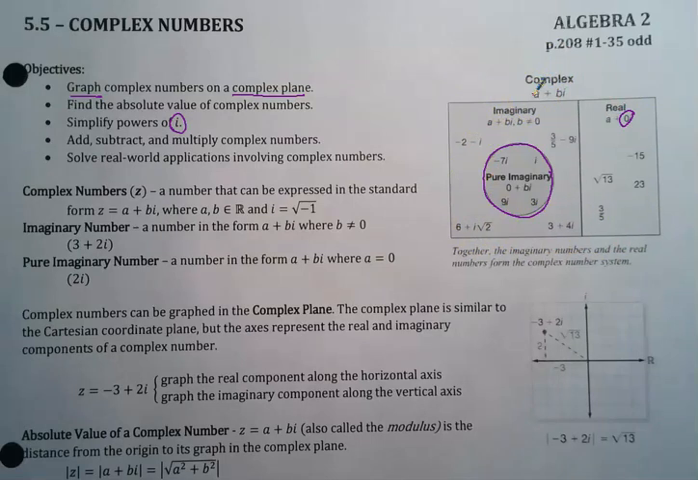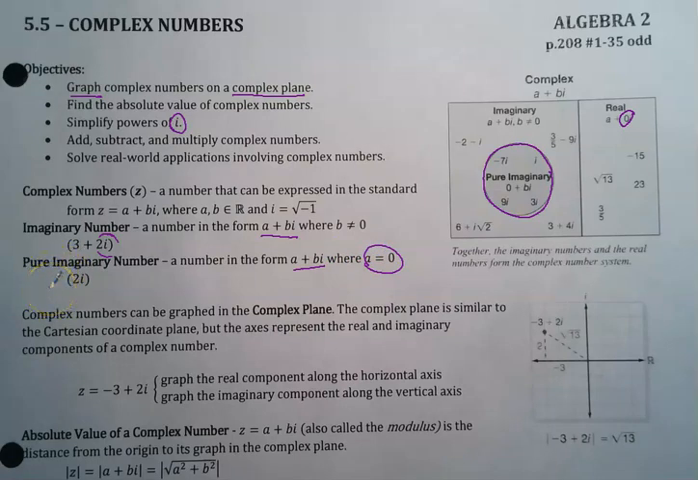Our complex number, which is represented with a lowercase z, is a number that can be expressed in the standard form z equals a plus bi, where a and b are elements of the real numbers, and i is equal to the square root of -1. An imaginary number is a number in the form of a plus bi, like I said, where b does not equal 0, so we have an imaginary component. In a pure imaginary number, a does equal 0. We don't have a real number component.